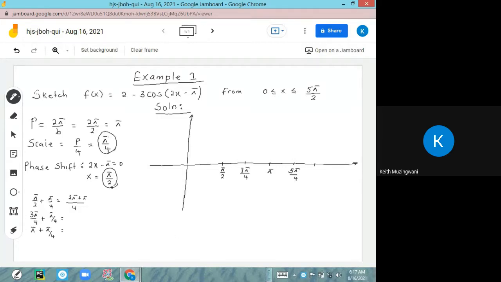And then 5 pi over 4 plus pi over 4, we would get 6 pi over 4, which is 3 pi over 2. And then 3 pi over 2 plus pi over 4, let's say 6 pi over 4 plus pi over 4. This is going to be 7 pi over 4. And the next one will be 2 pi. Okay, so due to space, we can cut the interval in the question to just 2 pi. So we don't have to restart our question.